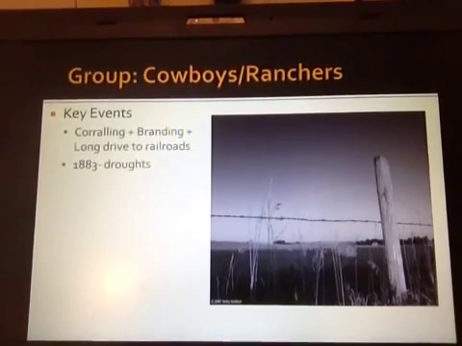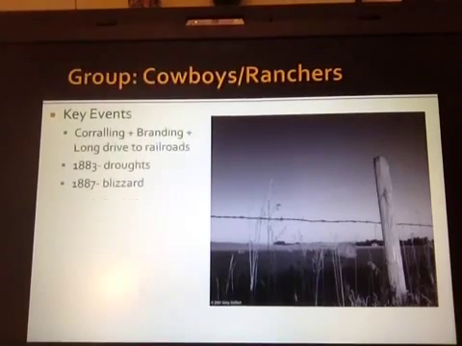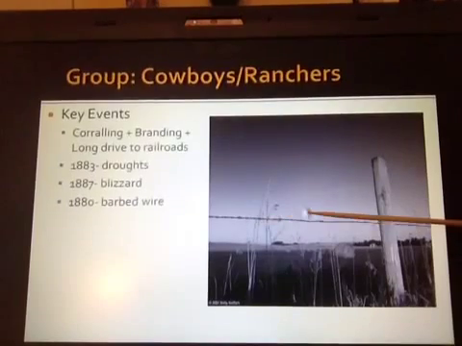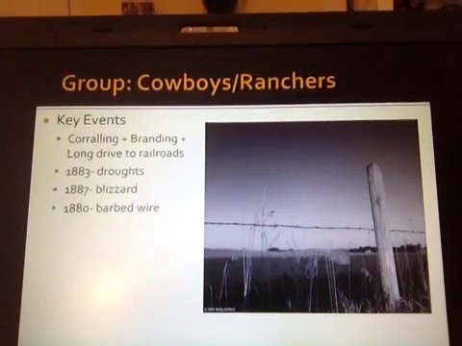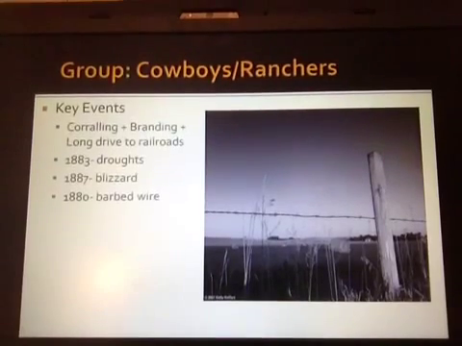This is going to be plagued by problems that are going to bring an end to the cowboy era. In 1883, there's some droughts. In 1887, there's a blizzard. In 1880, barbed wire is going to be invented by Joseph Glidden. And that's going to make it impossible to walk the cattle across the open range anymore. And farmers from that point on are going to dominate the plains due to barbed wire.